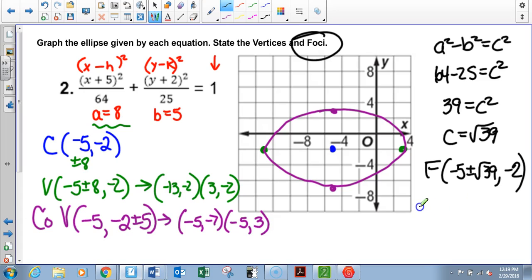Now, you could change those to decimals if you want to do a halfway accurate job. What do you think the square root of 39 is going to be approximately? 6 point something? It's greater than 36, right? So we're going a little over 6, 2, 4, 6 out this way.